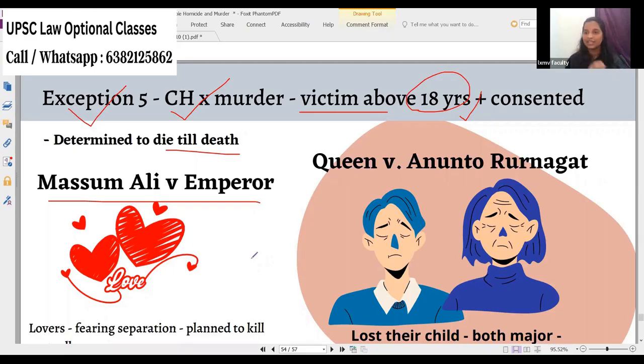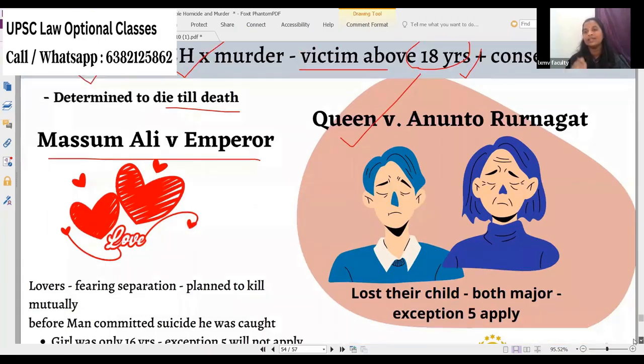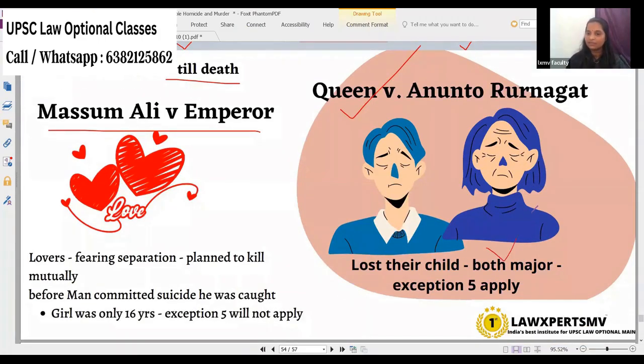Next, you have another case, Queen versus Antono. In this case, what happened? There were two spouses. Both were adults and they lost their children. So in this very deep agony, they planned to kill each other. The mother was killed by the father, and then the father tried to commit suicide. First, the mother was killed. She passed away. And then the father tried to commit suicide. The police caught him. Now he was given the benefit of this exception and not charged for murder, but for culpable homicide. See how unfortunate it is. He lost his child, lost his family, and still he's rotting in jail.